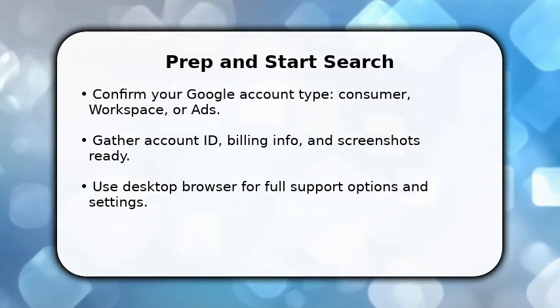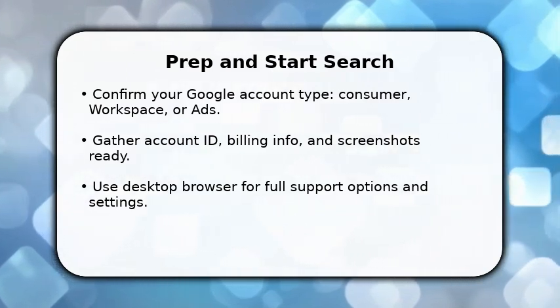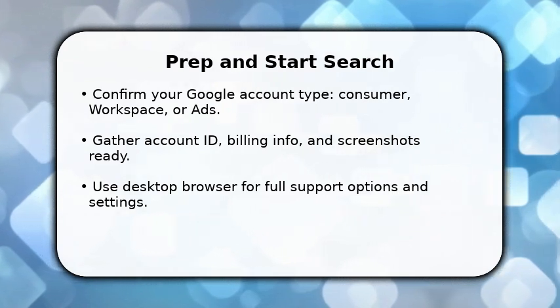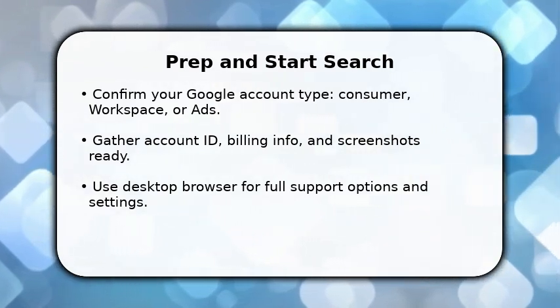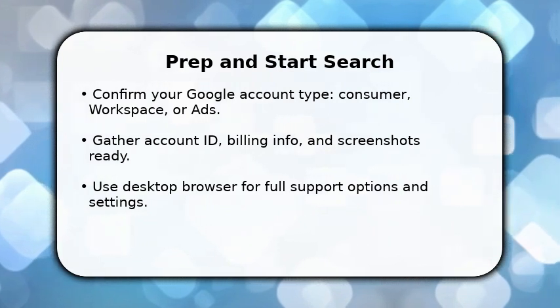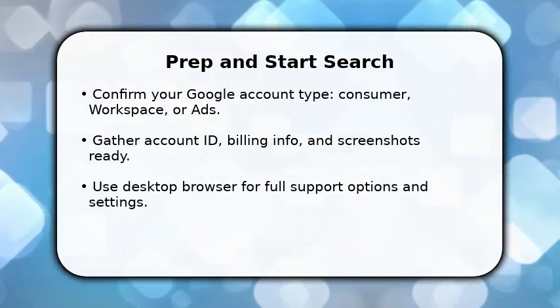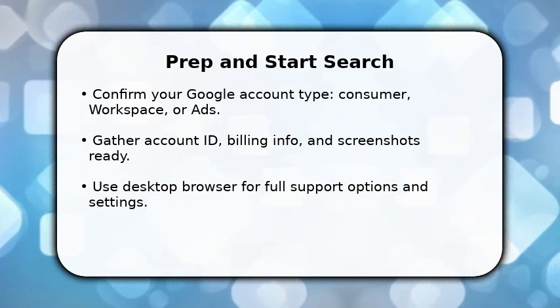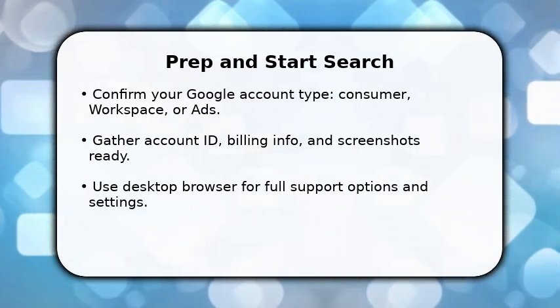Open a desktop browser and sign into the exact Google account tied to the issue. This unlocks tailored support links. Make sure to use a browser without heavy blockers, then navigate to Google's Support Hub for the specific product to reveal contact channels you can use next.